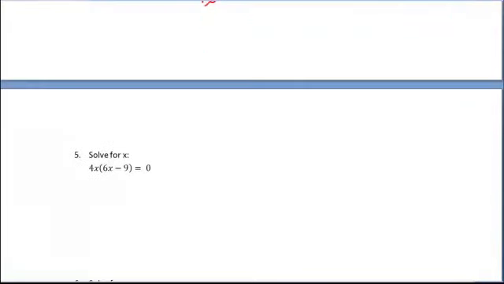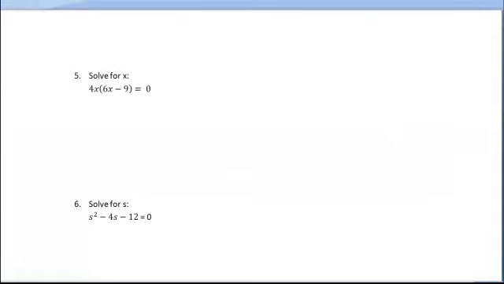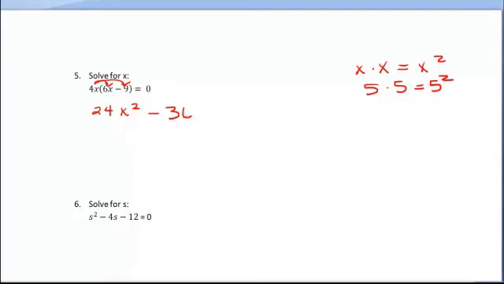Now here we're asked to solve for x, and we're going to be multiplying 4x and distributing it to each of these terms. So 4x times 6x is 24x squared. Remember, x times x equals x squared, just like 5 times 5 doesn't equal 5, it equals 5 squared. So we have 24x squared minus 36x equals 0.